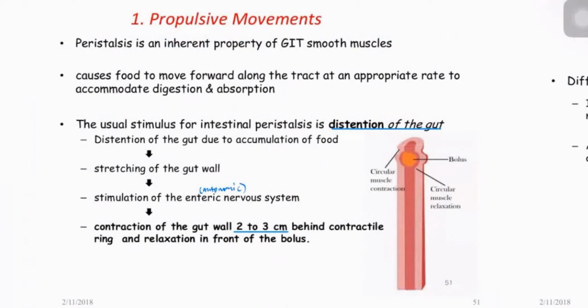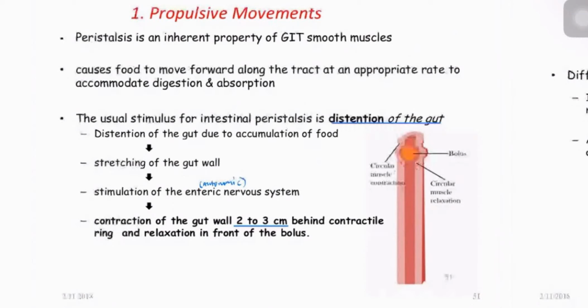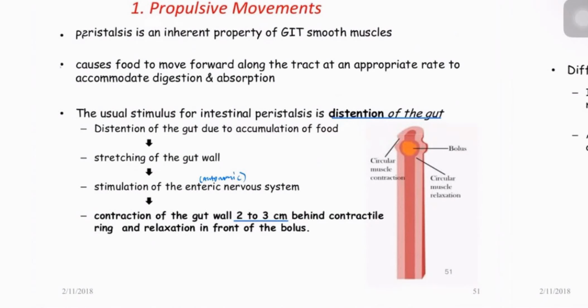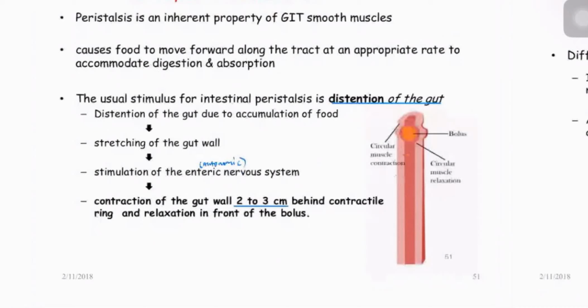When we say propulsive movement, peristalsis is an inherent property of your GIT smooth muscle. It causes food to move forward along the tract at an appropriate rate to accommodate digestion and absorption. Usually, take note, the stimulus of intestinal peristalsis is the distension of the gut. If there is distension in the gut due to accumulation of food, there will be a stretching in your gut wall.